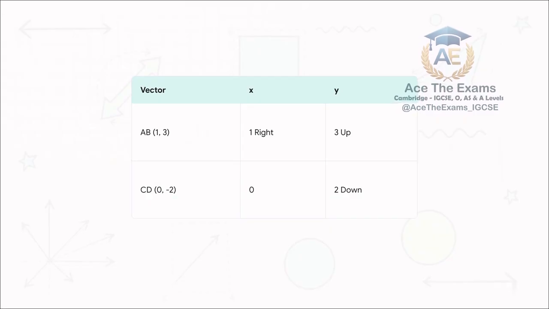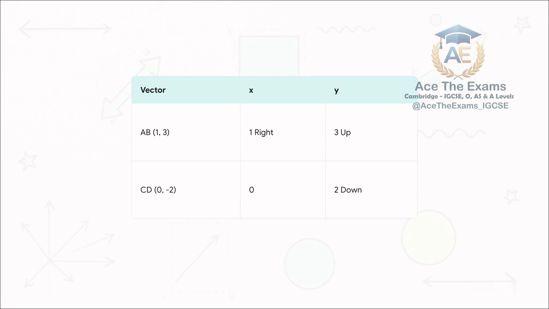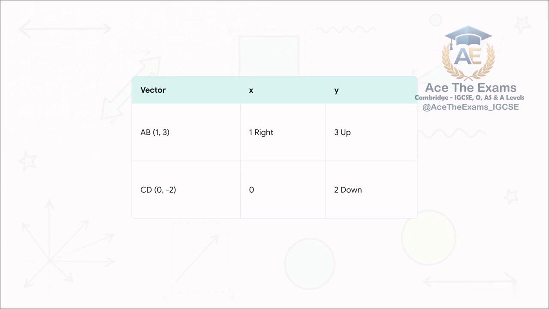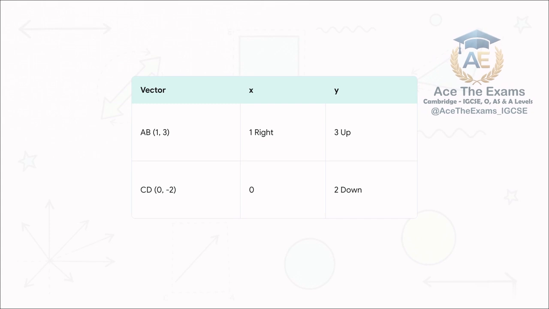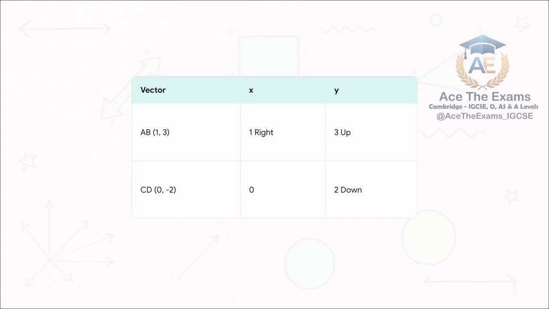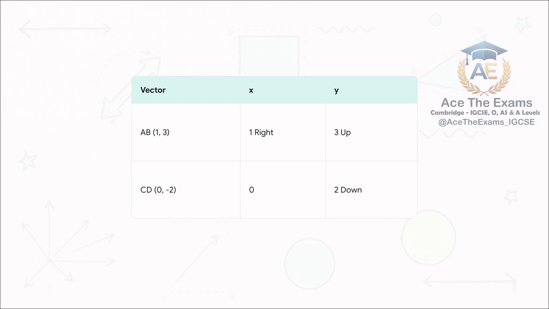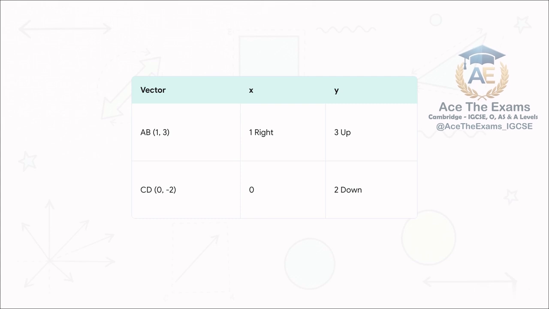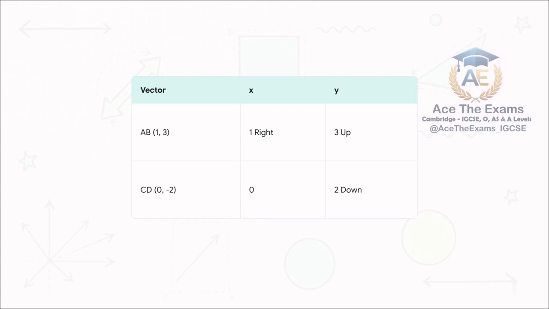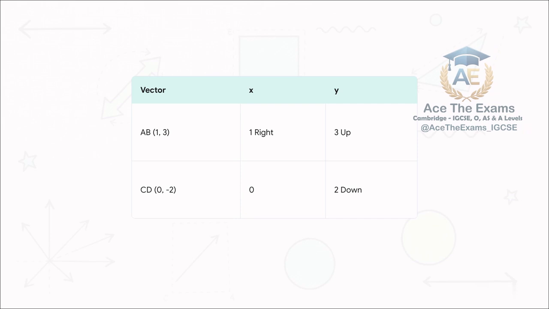Okay, let's look at some examples from our source material to see this in action. Take vector AB, written as 1 over 3. This means that from point A to point B, you physically move 1 unit in the positive x direction, so 1 step to the right, and 3 units in the positive y direction, so 3 steps up.